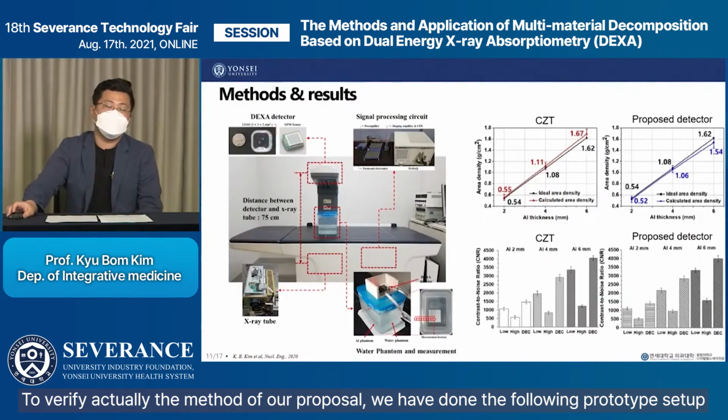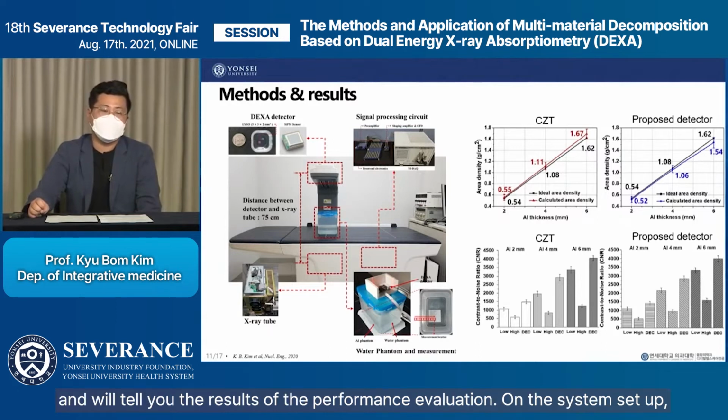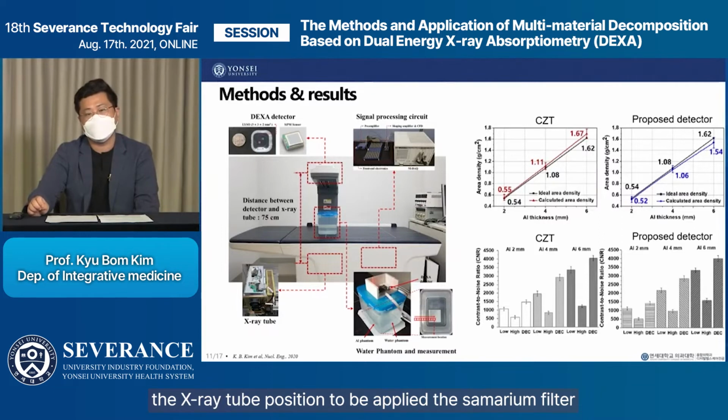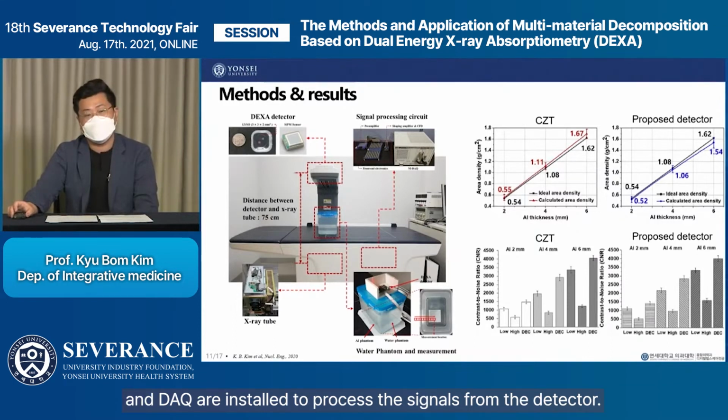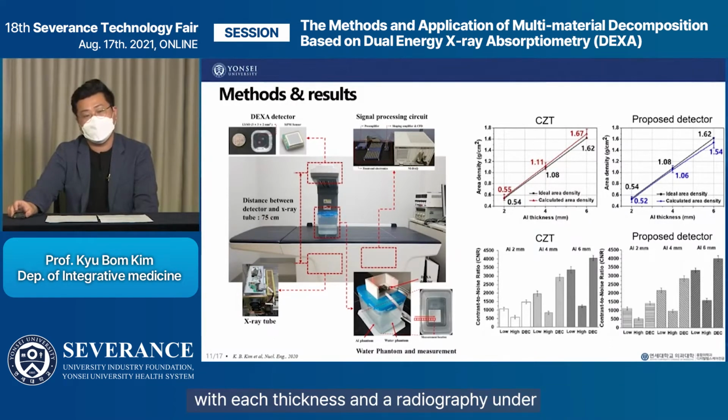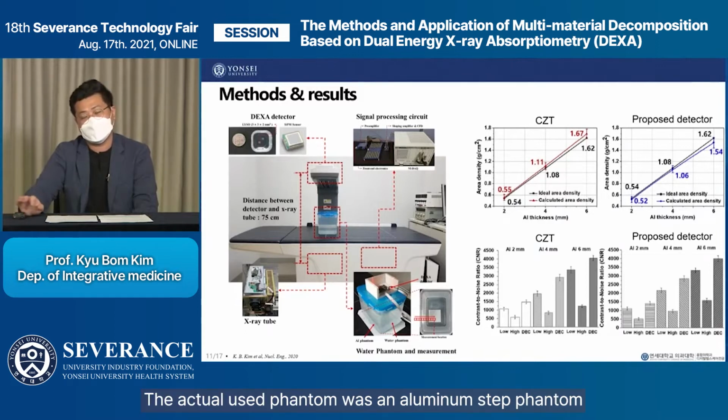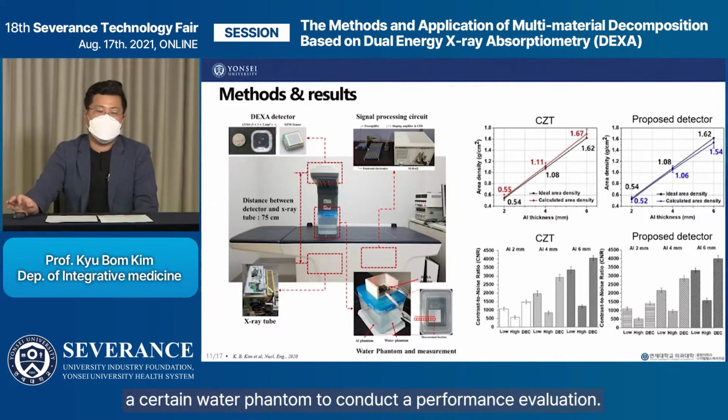To actually verify the method we propose, we have done the following prototype setup and will tell you the results of the performance evaluation. In the system setup, the X-ray source is applied with the samarium filter, and the detector we propose is placed as shown on the left. Front-end electronics and DAQ are installed to process the signals from the detector. The phantom actually used was an aluminum step phantom with each thickness, and a radiography under a certain water phantom was conducted to perform the performance evaluation.